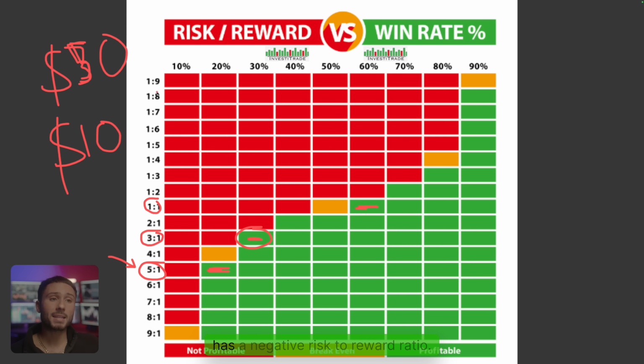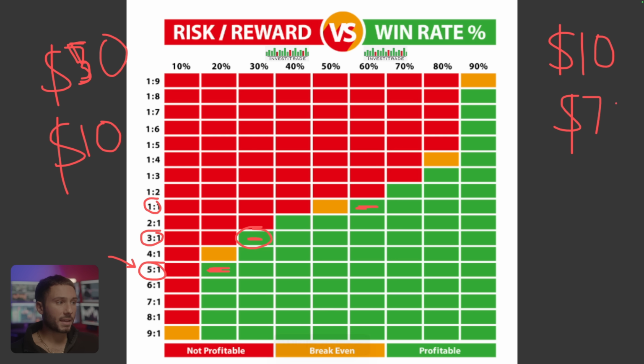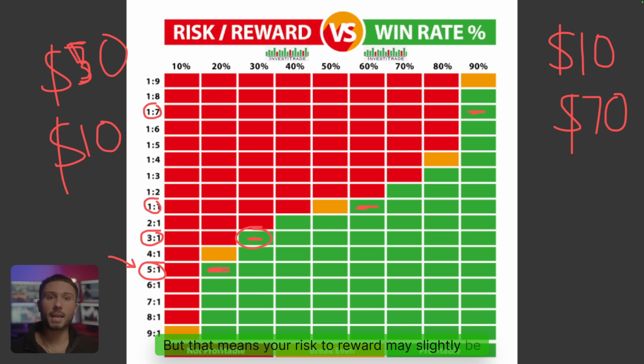Versus a system that has a negative risk to reward ratio, which means let's just say we are rewarded $10 of profit while risking $70 of a potential loss, giving us a negative risk to reward ratio. If we have a negative risk to reward ratio, this means we have to be right 90% of the time. And it's very difficult to attain a strategy that has a 100% win rate, 90% win rate, 80% win rate. If you do, awesome. But that means your risk to reward may slightly be skewed.